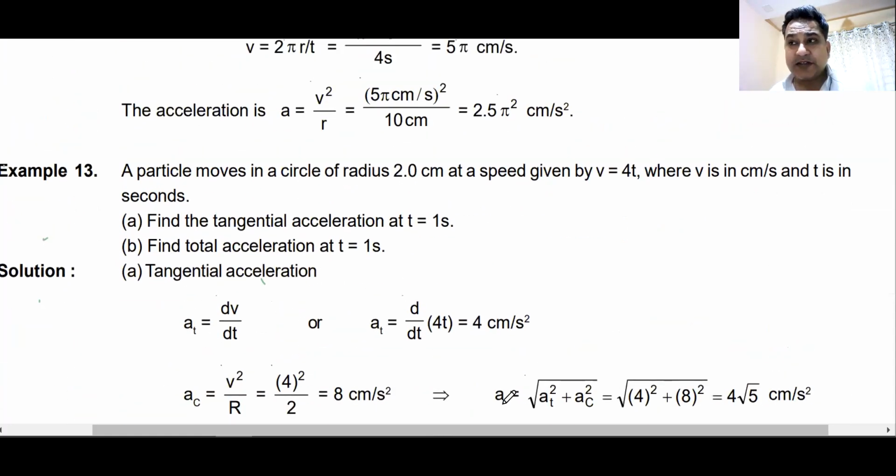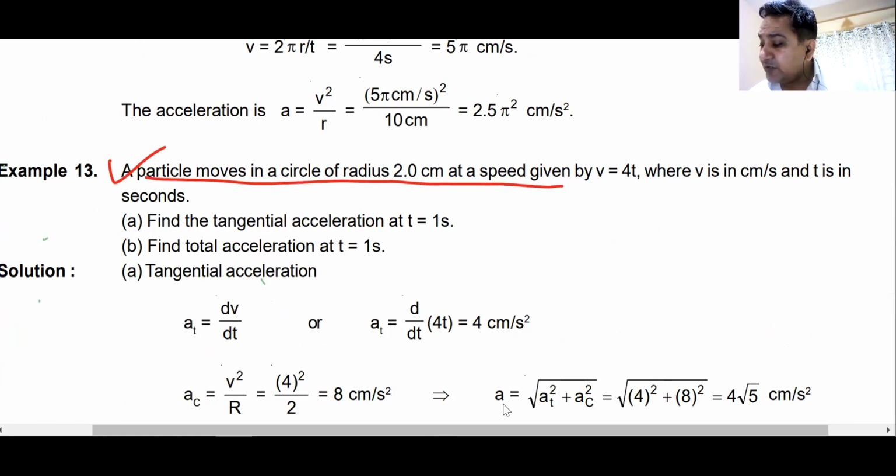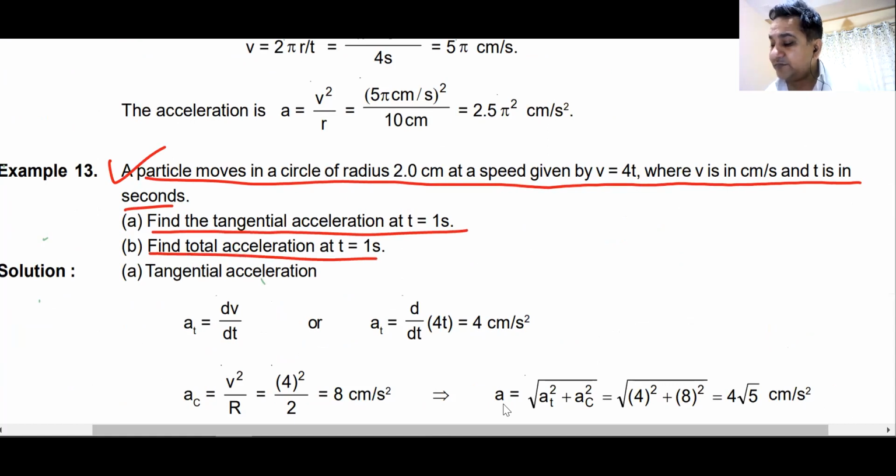And this is one example that you will do on this. I'll give you a minute. A particle moves in a circle of radius 2 centimeters at a speed given by this. Find the tangential acceleration. Find the total acceleration. You have 1 minute to do this.